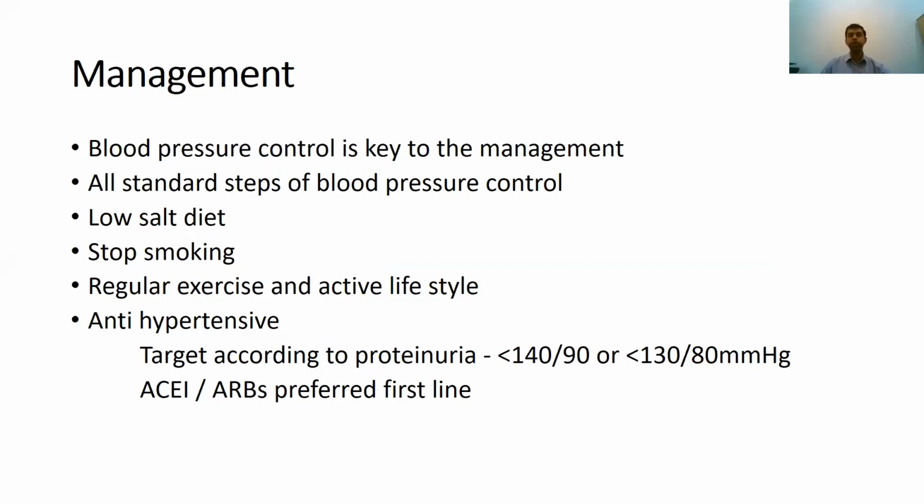I'm not going to talk about management of hypertension because you've already had this discussed during your hypertension lecture, but the same principles will apply when you are developing CKD secondary to hypertension as well.